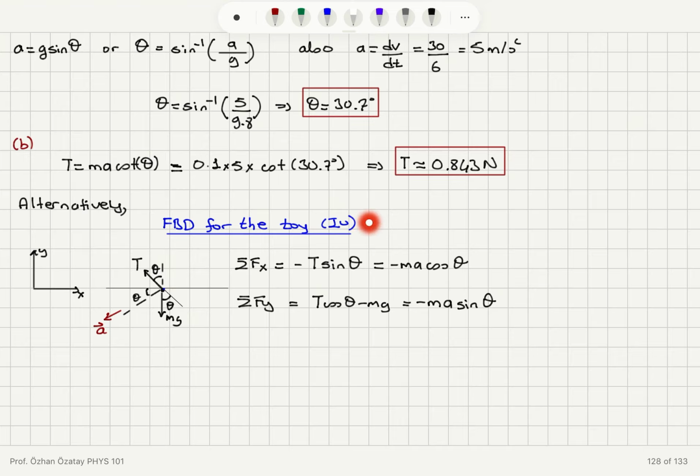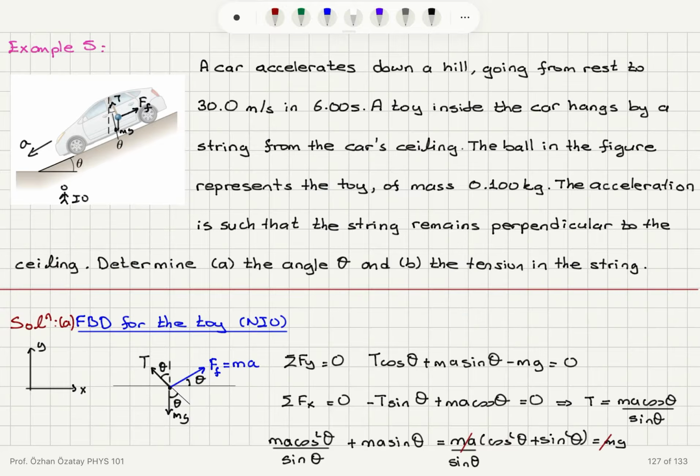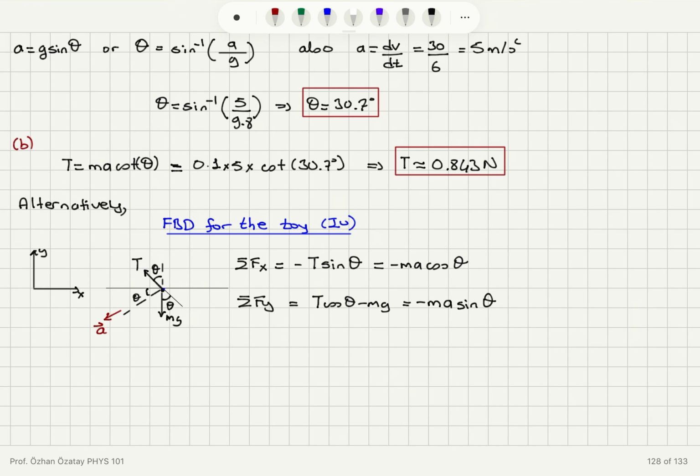So if you're using an inertial reference frame, you can only use real forces, no fictitious forces, but then you have to take into account that the inertial reference frame observer sees the system as a whole, while the toy is not moving with respect to the non-inertial observer inside the car. It is moving according to the Earth observer because it's moving together with the car with the acceleration pointing down. So this has to be taken into account.